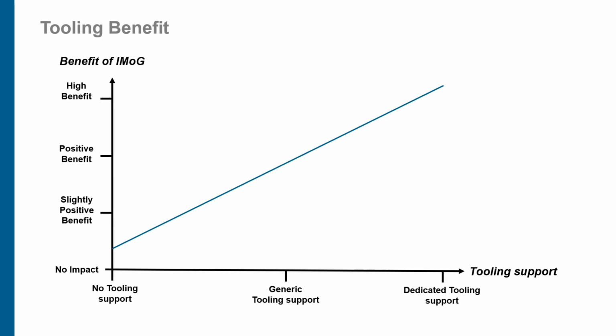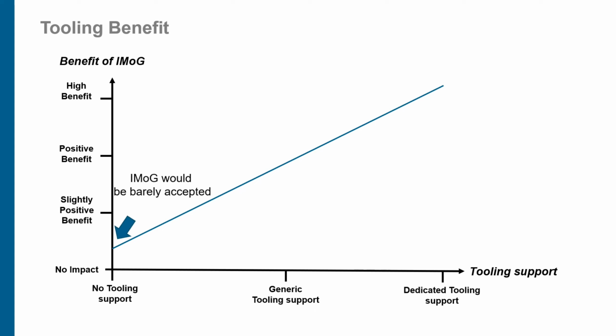The reasoning for this decision can be further underlined by discussing what kind of benefit we expect from using different kinds of tooling support for IMoG in a committee. Let's take a look at the following figure. The horizontal axis represents the amount of tooling support in the committee, ranging from no tooling support over generic tooling support to a dedicated tooling support. The vertical axis represents the expected benefit of IMoG in a committee. In general, the more the tooling is designed around its application, the higher is the expected acceptance.